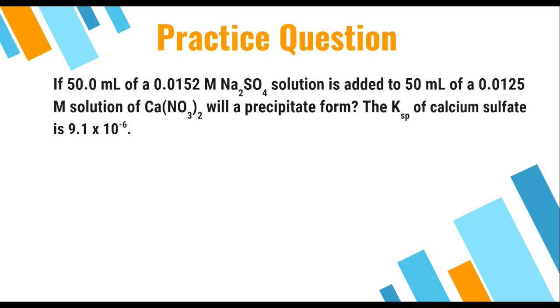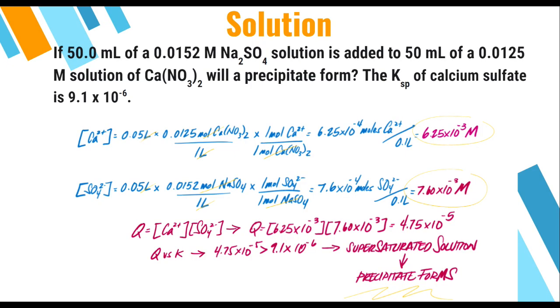Okay, let's do a practice question. Please pause the video, read through it, try to come up with an answer on your own, then unpause for the answer. So once again, we see this is a problem where the result is Q being larger than K, so a precipitate will form. Let's look at the actual steps and math involved in getting this question right. Please pause the video if you want to review the steps in detail.